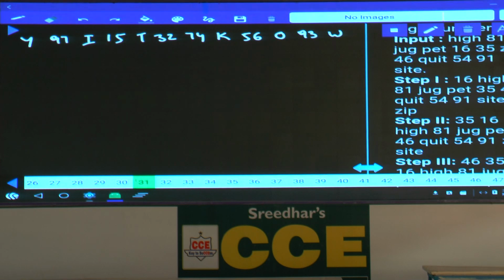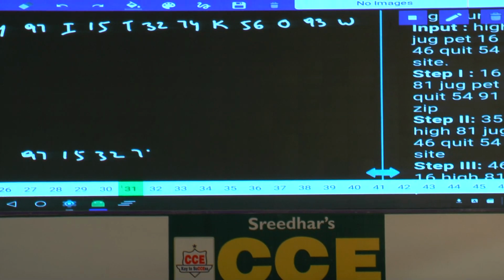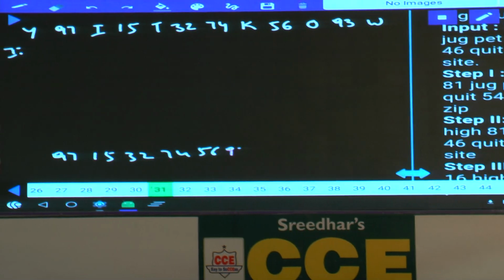Then, now in step 1, tell me what should happen in step 1. In step 1, the least number should come at the first place. What is the least number? First, write down the numbers here: 97, 15, 32, 74, 56, and 93, isn't it?